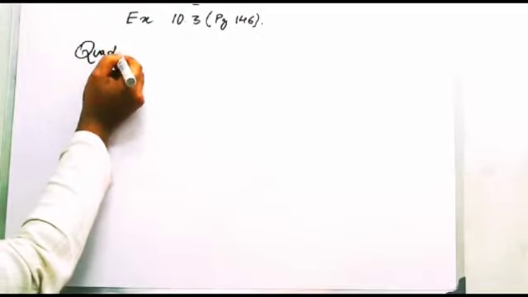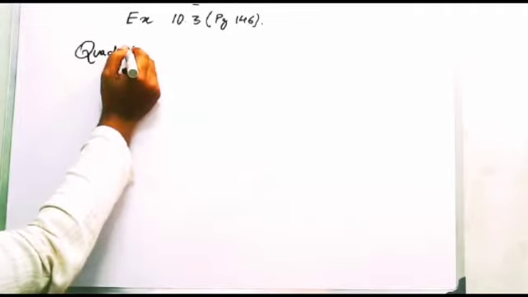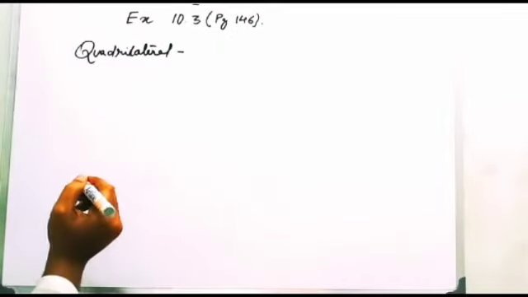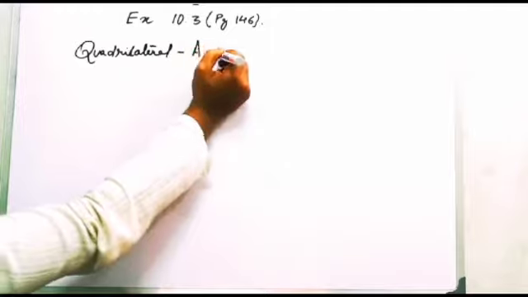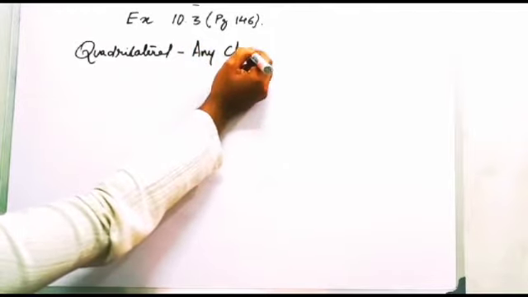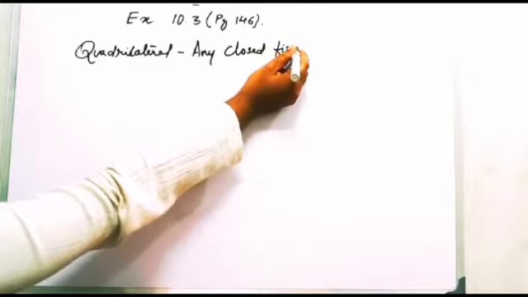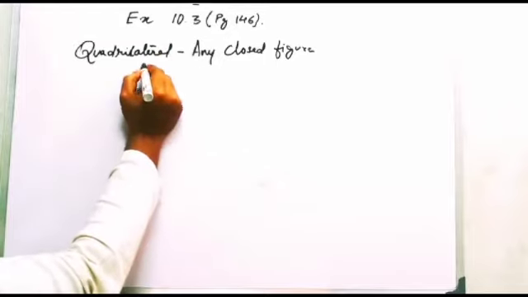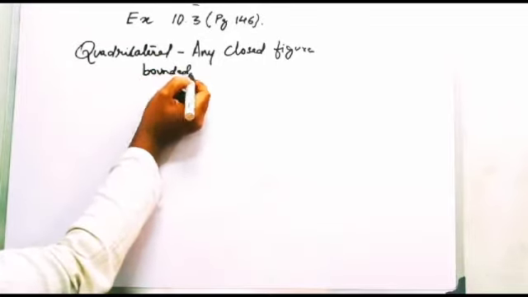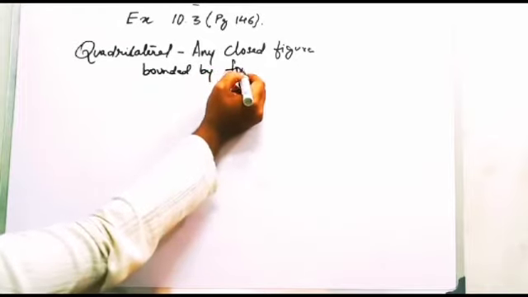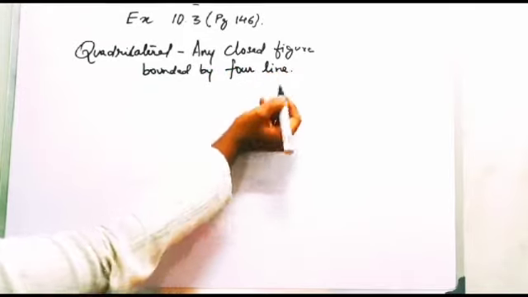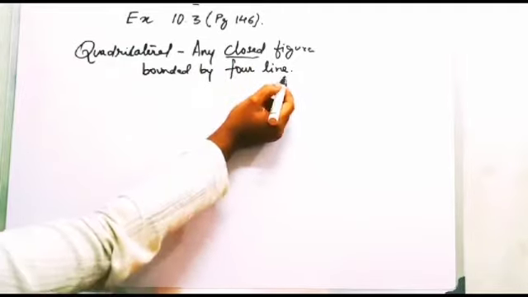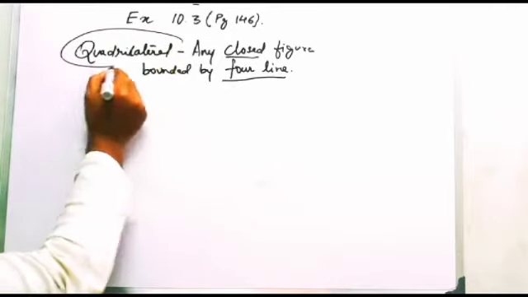Quadrilateral. So what is a quadrilateral? Any closed figure bounded by 4 lines. Okay, so any closed figure which is bounded by 4 lines is called a quadrilateral.